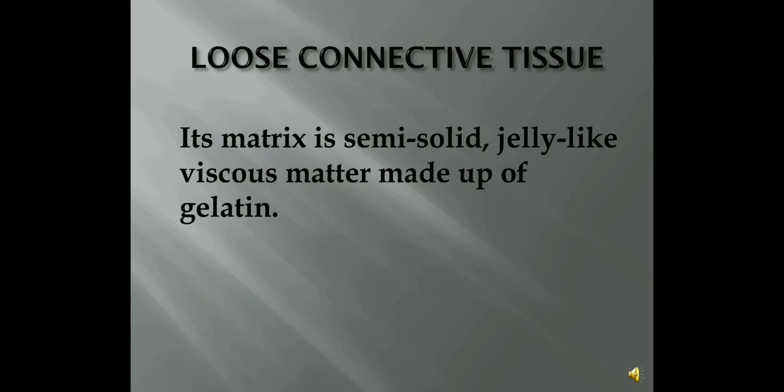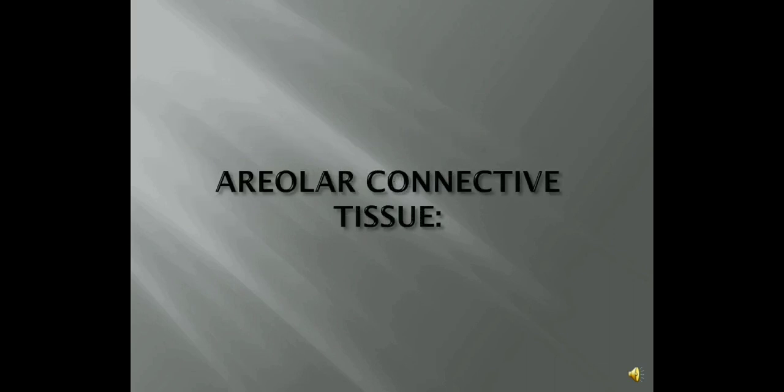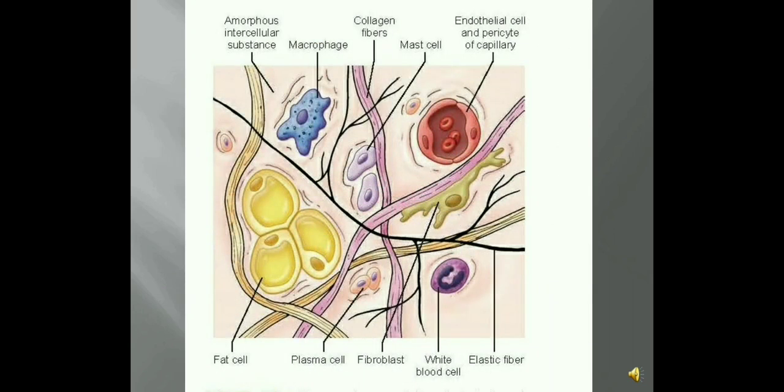In loose connective tissue, the matrix is semi-solid, jelly-like, viscous matter made up of gelatin. Now as it is loose, so it should be gelatinous. Now in this, we'll study the details of only one today, that is areolar connective tissue. Now in order to understand areolar connective tissue, you have to study the details of the diagram shown on your screen.